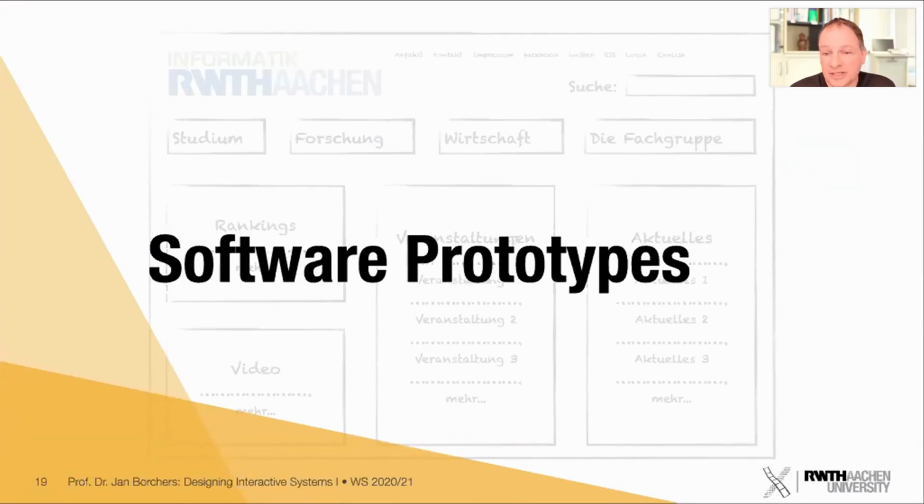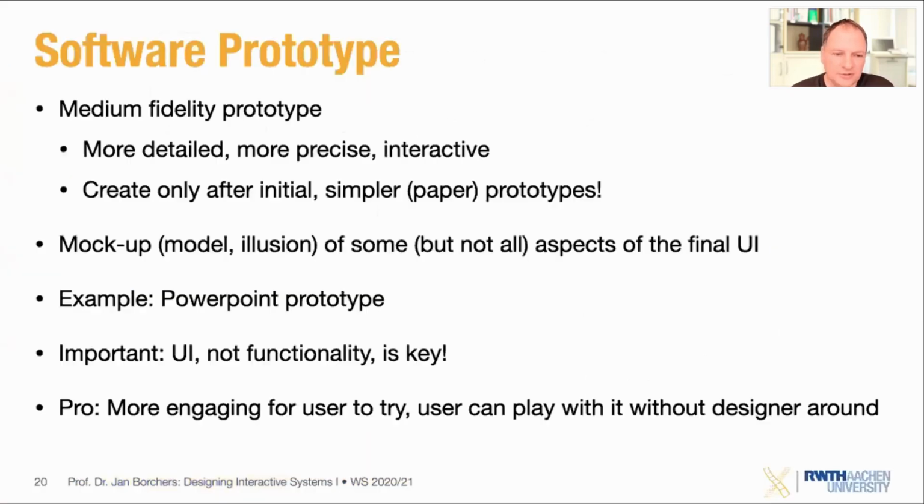So software prototypes are the next step, right? Obviously, once you've figured out the rough user interface issues with the paper prototype, you go to software prototypes, and they are medium fidelity, so they're a little more precise, more like the final product, more detailed, more interactive. But make sure that you only create these after you've done some paper prototyping. It's untypical for a computer scientist to draw with a pencil on paper. It might feel weird at first, but it's good. Trust me, it really helps.